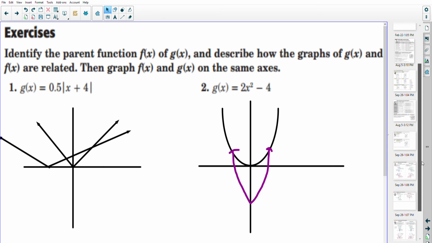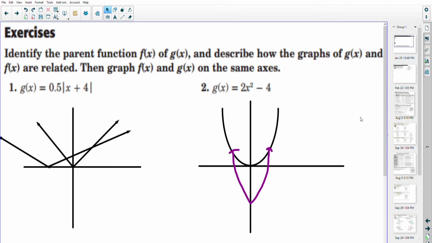So in summary, we looked at how you transform parent functions, and it's done in a variety of ways. And then we looked at 2 examples at the end.